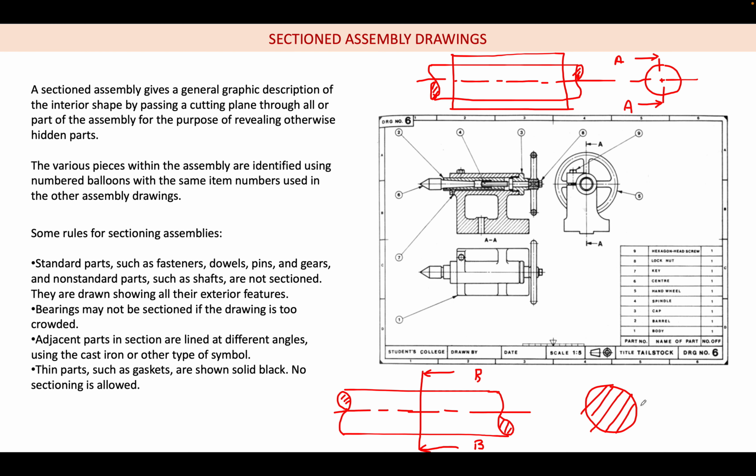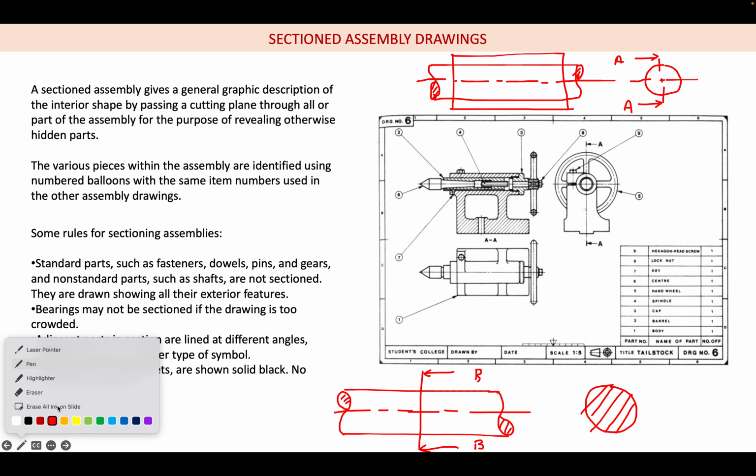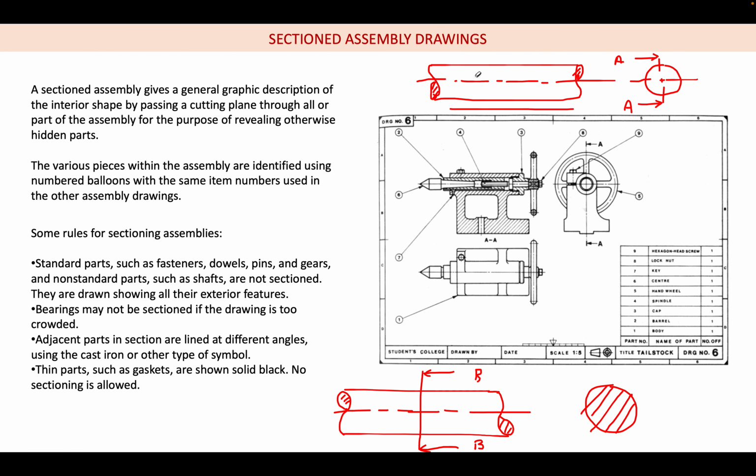So when are we going to section the shaft, and when are we to avoid sectioning the shaft? This is the rule. For example, if the cutting plane passes through the axis and it is parallel to the shaft, then we are not going to section it. In the sense, if I erase this plane and draw the sectional front view, I am going to draw it as it is, like this only. So I am not going to shade over here. That is the thing.